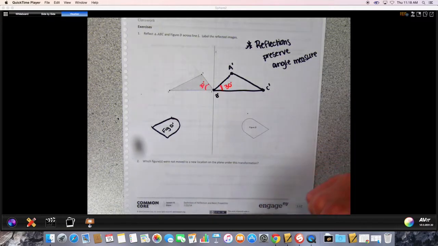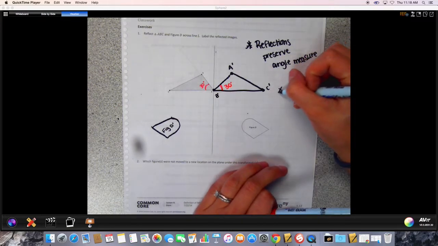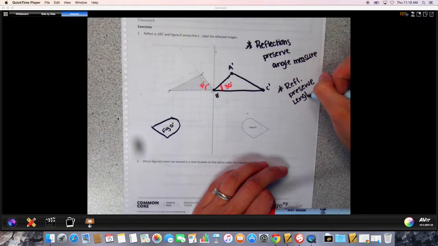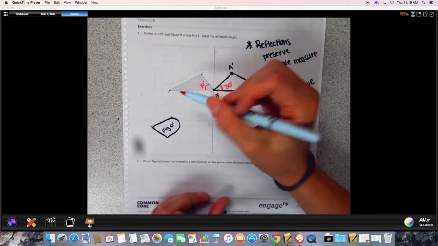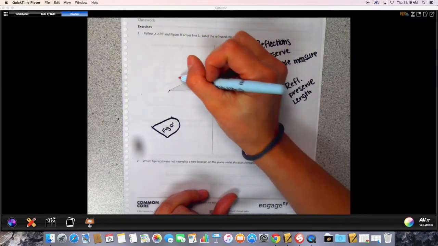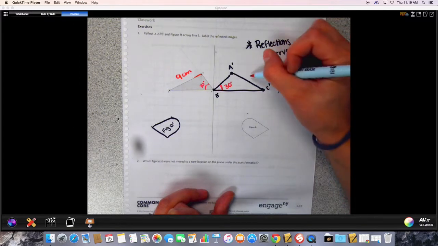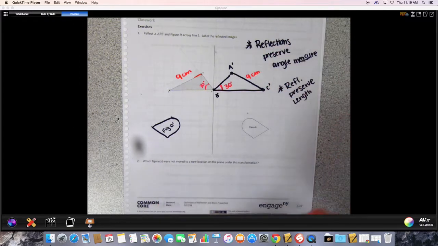Okay. The other thing that's super important is reflections, and I'm going to abbreviate here for space, preserve length. So if I know, for example, AC is 9 centimeters here, then my reflected version of C prime A prime should also be 9 centimeters. Okay. And those will become important later on when it asks you to explain or give a reason of how you know something. And I'll show you in a few minutes how we're going to revisit that.